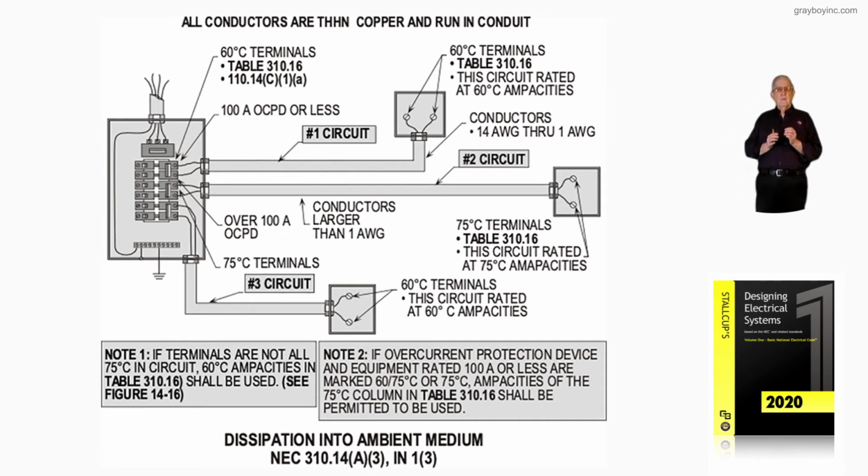Now let's review the next circuit below it, circuit number 2. Over 100 amp, automatically 75 degree C terminals. The terminals at the equipment are also 75 degrees C. So in Table 310.16, we can use the 75 degree C column there, and we can use a larger conductor than number 1, like 1/0, 2/0, 3/0, and so forth, by this section and by the authority having jurisdiction's approval. Now let's look at circuit number 3.